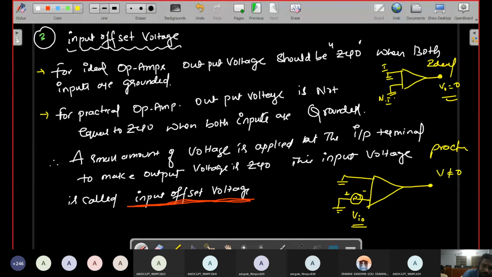This voltage is applied to any one of the input terminals to make the output voltage zero. Only if you apply it in this condition, then the output voltage is equal to zero. So this much voltage is required to control the output voltage. Otherwise the output voltage becomes zero when an input voltage is applied. That input voltage is nothing but the input offset voltage. So this is called input offset voltage. So please note, everybody.